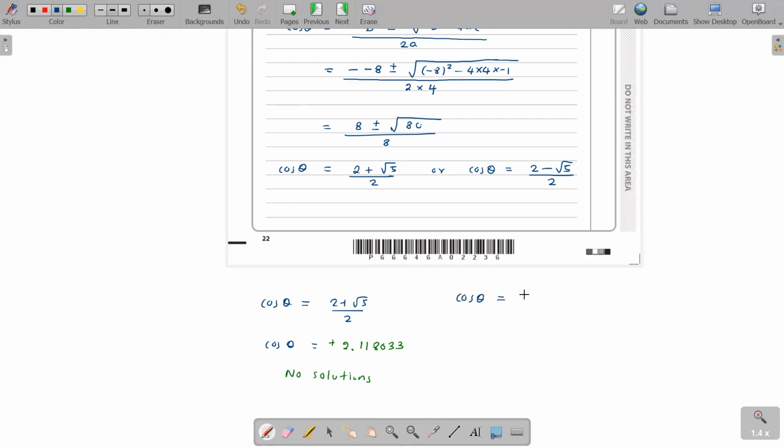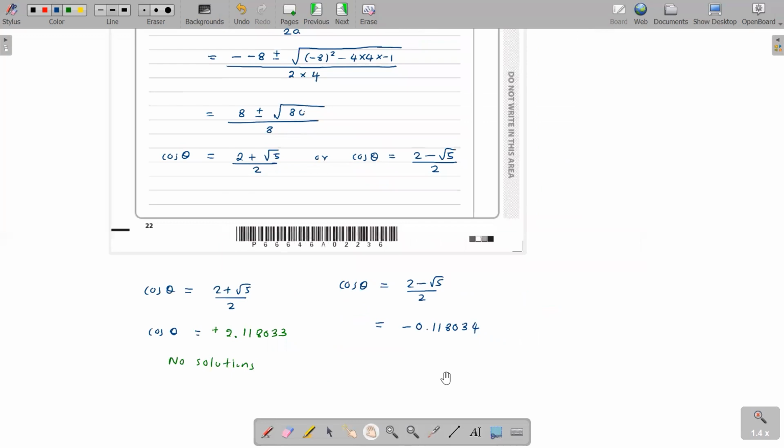The other solution is cos theta equals 2 minus root 5 over 2. Can I know the value of 2 minus root 5 over 2? Don't take the cos inverse first. First, take the value of 2 minus root 5 over 2, because I asked like that for the earlier question as well. It is minus 0.118033. Okay, so what kind of an answer do I have? The cos theta value here is a negative value, which means what? When I go for quadrants, I must choose quadrants where cos is negative.